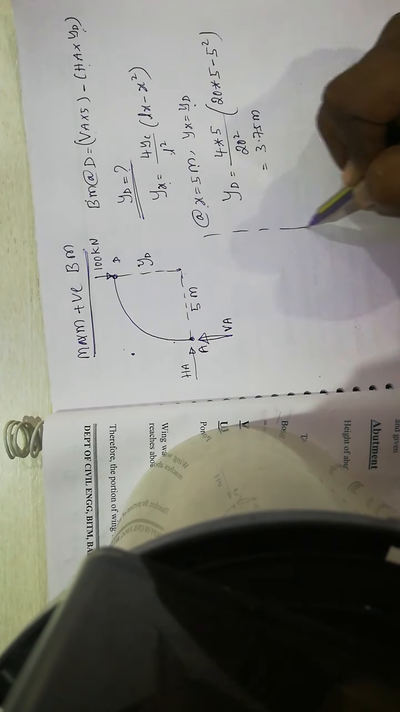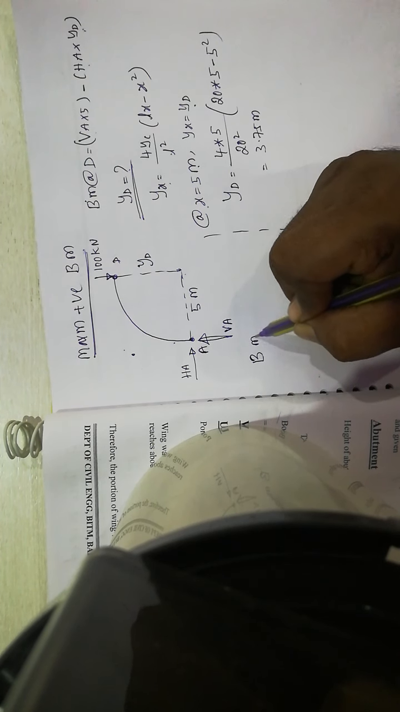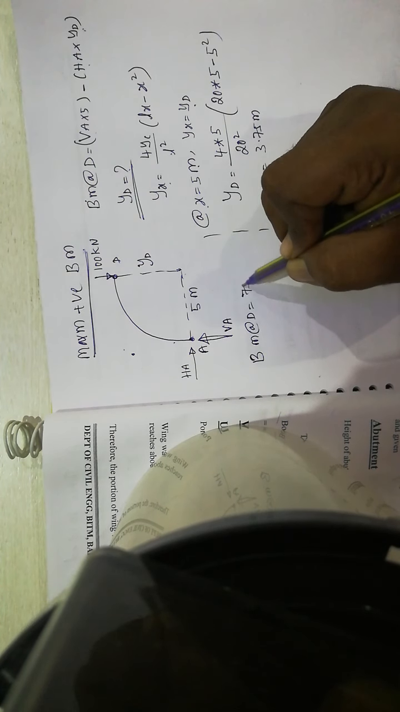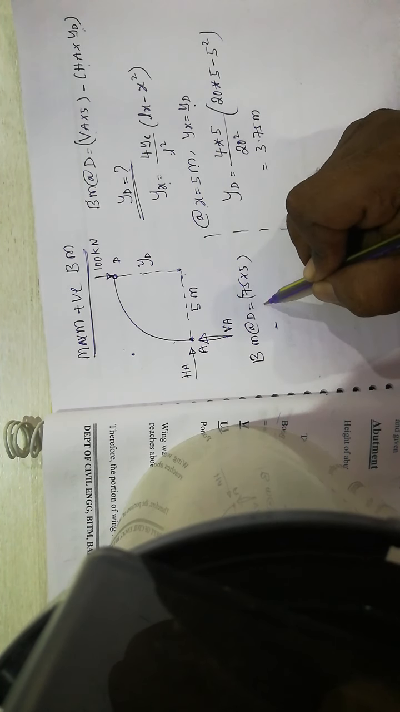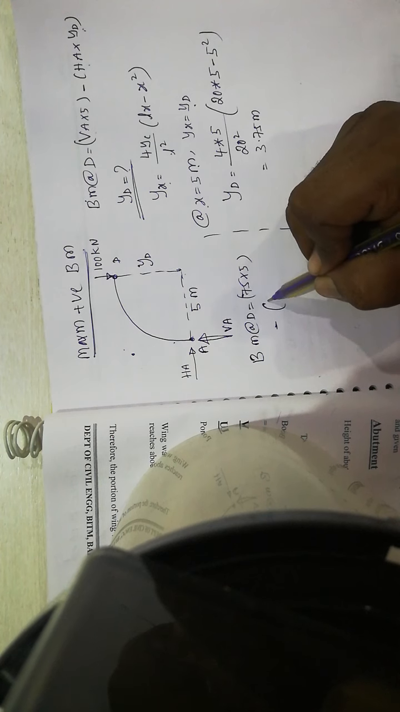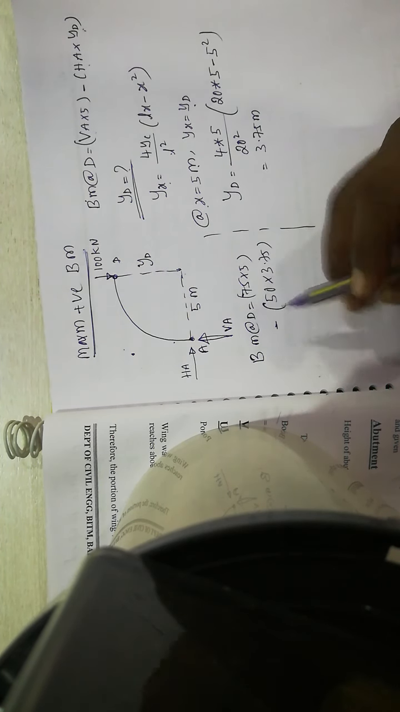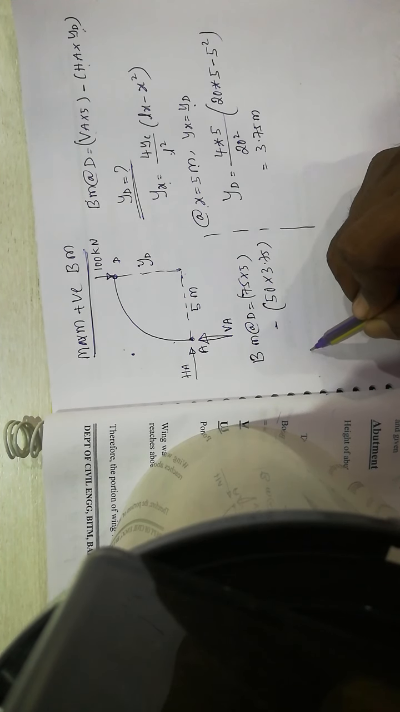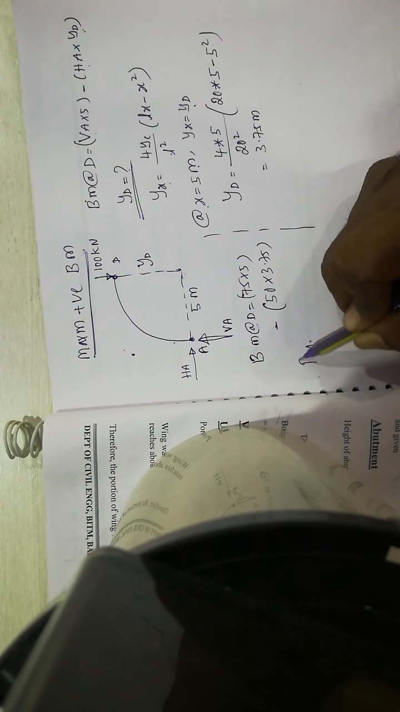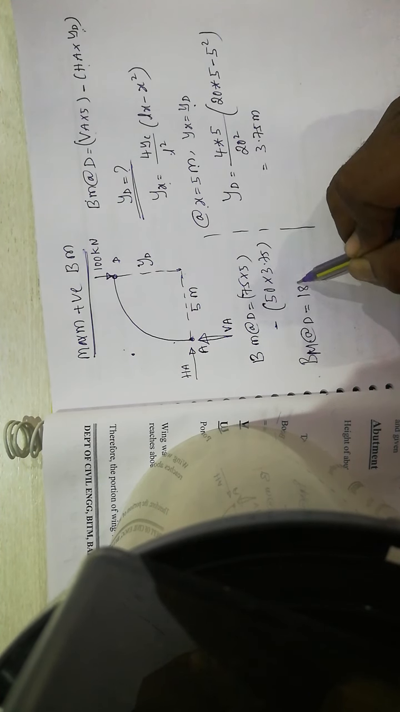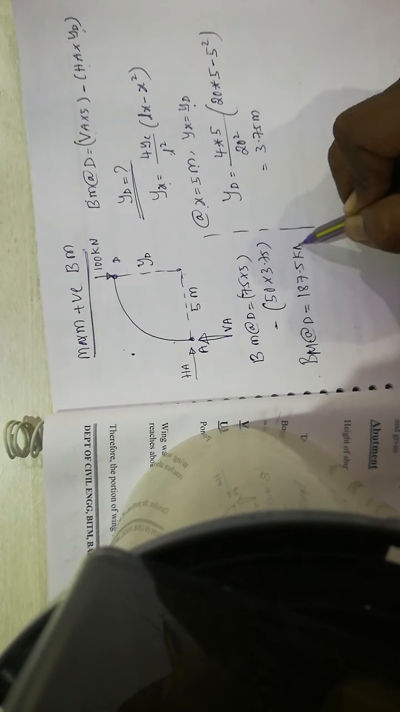So here I will calculate that. Bending moment at D is equal to VA, which is 75, into 5, minus HA value, which is 50, into 3.75. So your bending moment at D will be equal to 187.5 kilonewton meter.